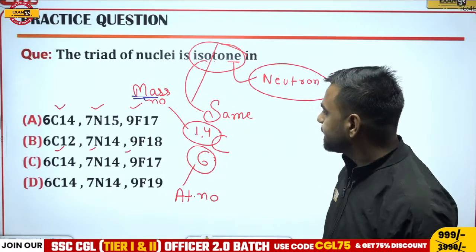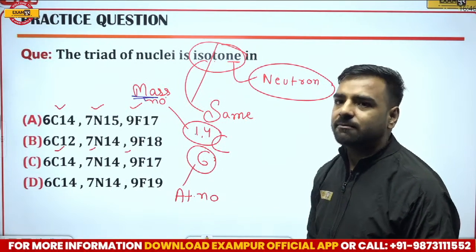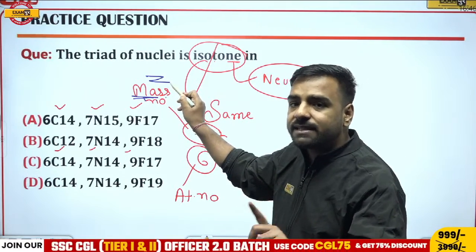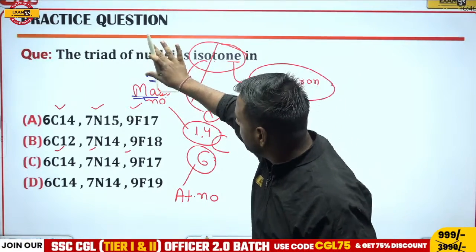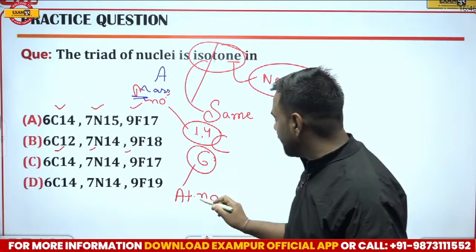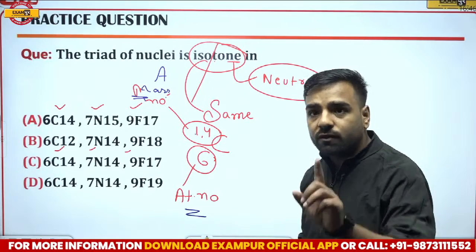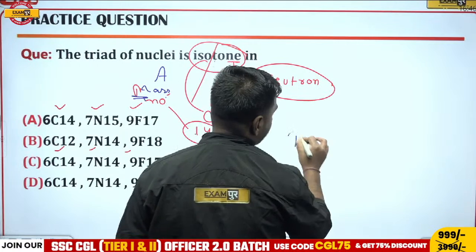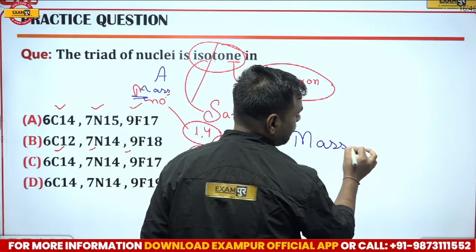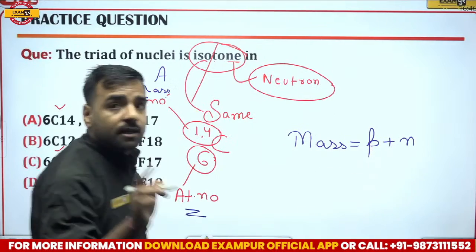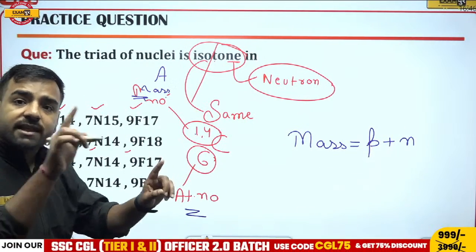Second thing: the mass number is denoted by A, and the atomic number is denoted by Z. This is also asked in the examination. Do not forget. Third important thing: if I want to calculate the mass number, I go with the number of protons plus the number of neutrons. This was the sum which was there in the nucleus.